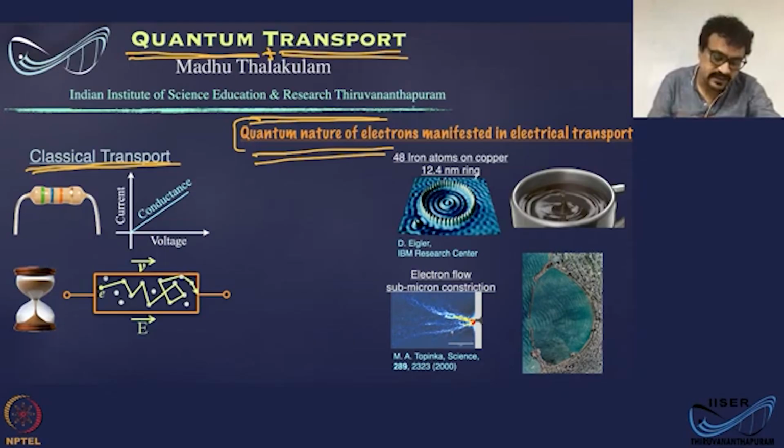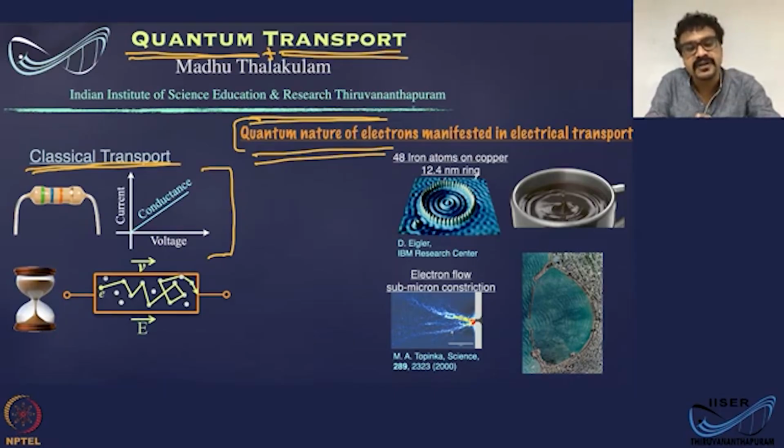Before we get into the details of the quantum mechanical nature of electrons, let's take a quick look at the classical transport. The transport study, or the electrical transport study, generally refers to the measurement of current as a function of voltage or voltage as a function of current.